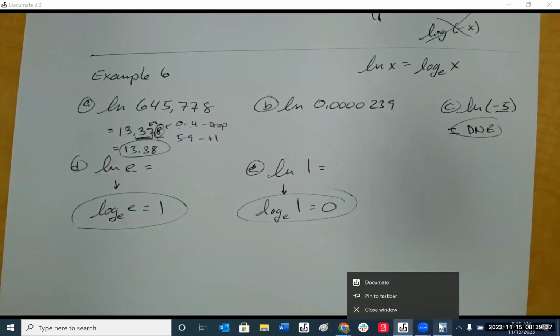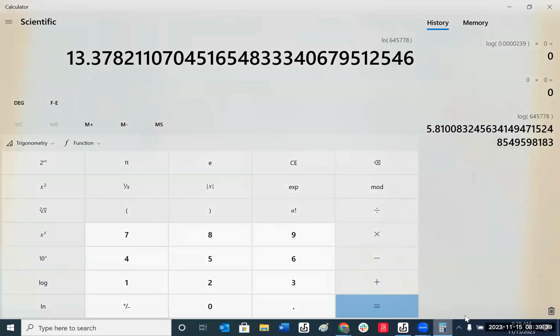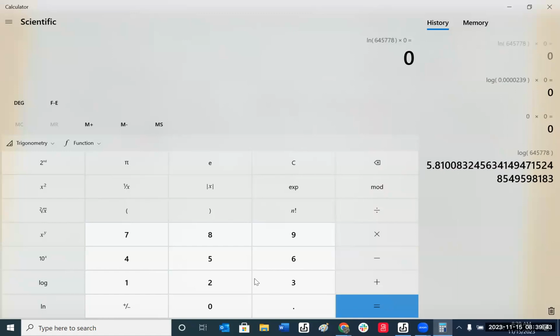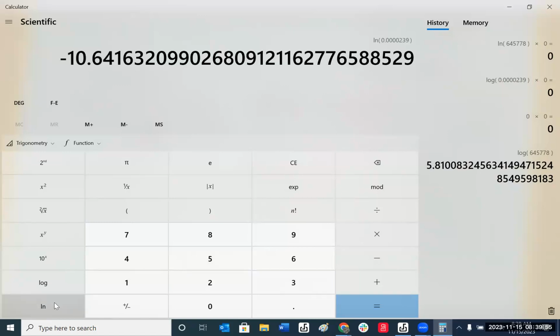Okay, so let's look at the next one. Times 0 equals 0. So I have 0.000023239. I take the ln of it. It's negative 10.64163.